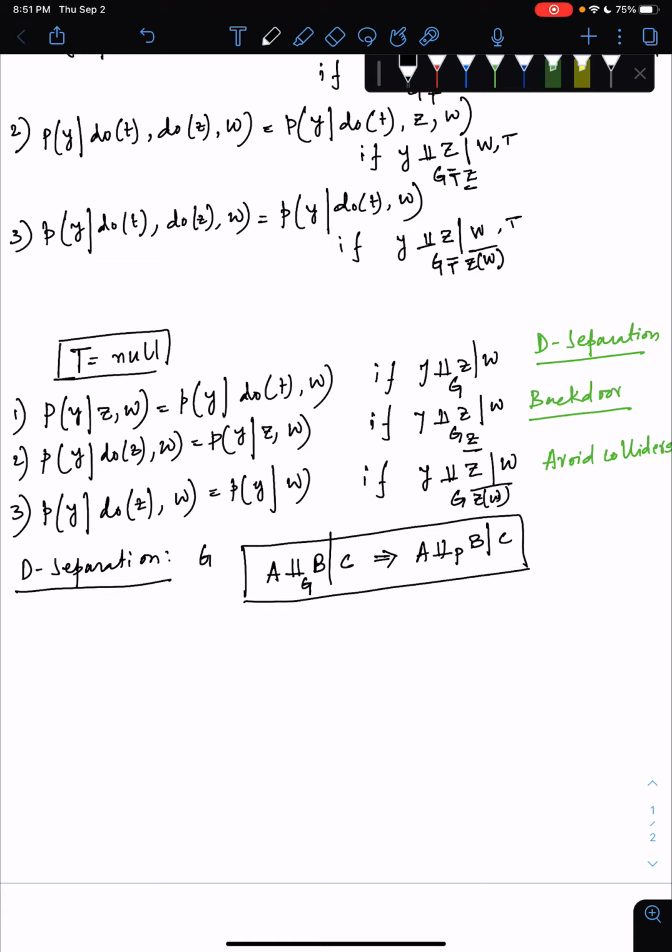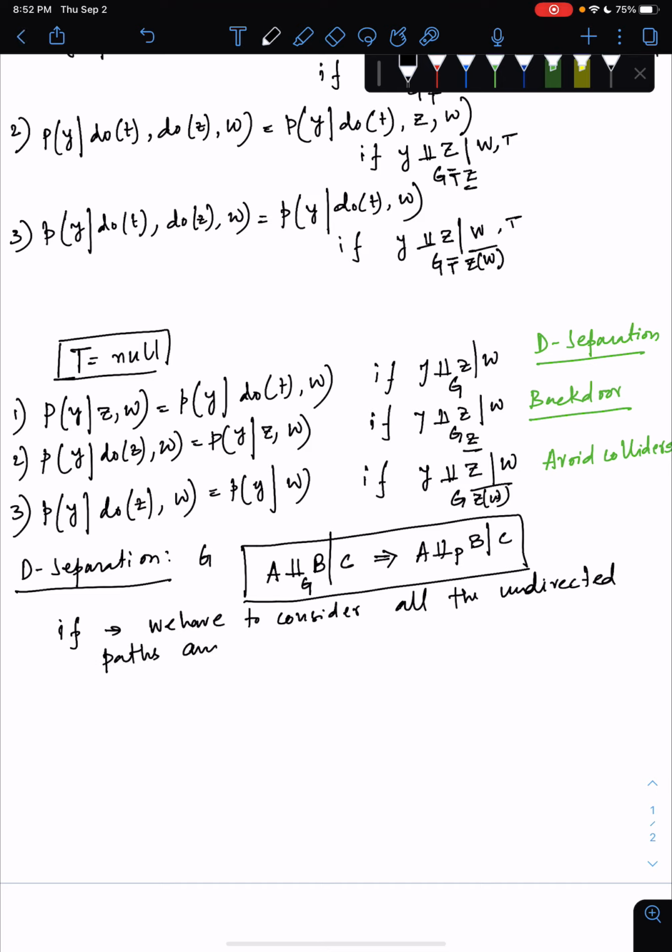In this case, A and B are d-separated by a third variable C if, first, we have to consider all the undirected paths among A, B and C. It may happen that there exist multiple paths among A, B and C, so we have to consider all the paths. Next, all the paths should be blocked.